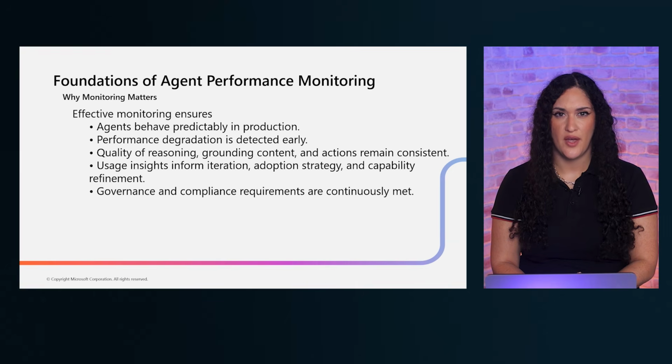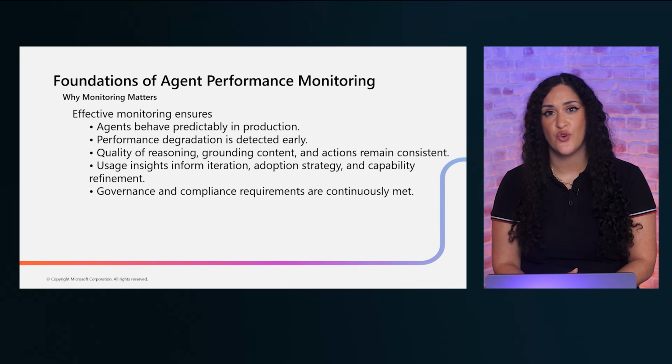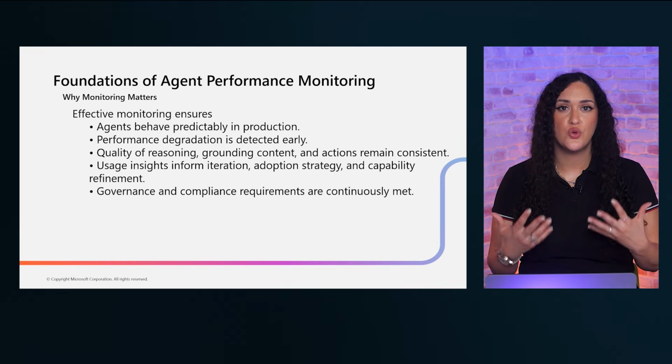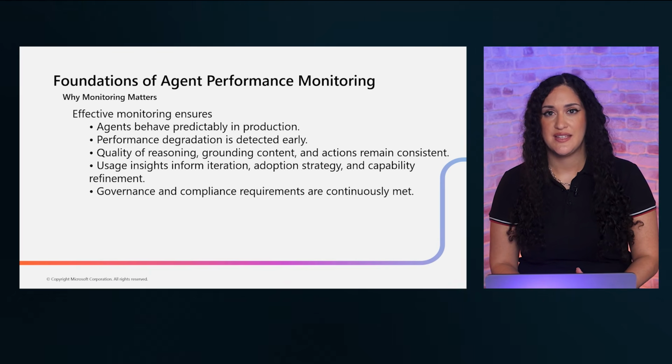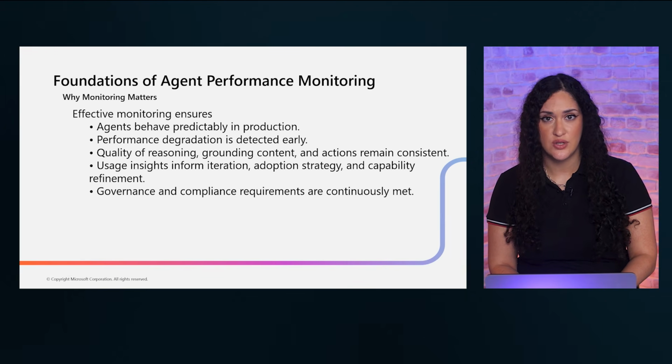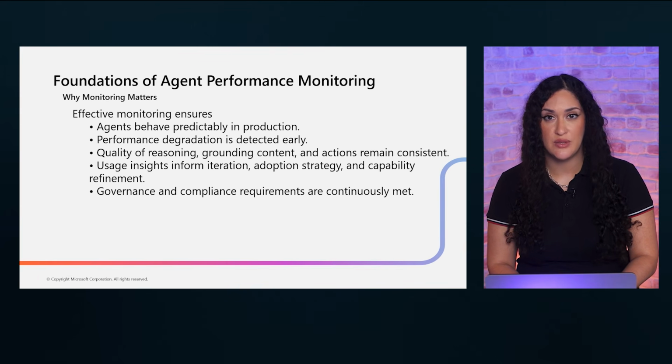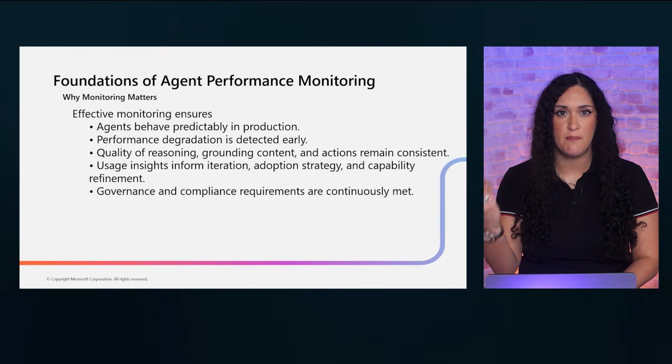Why does monitoring matter so much? Because without it, you are flying blind. Effective monitoring ensures agents behave predictably in production, which is the baseline expectation for any business-critical system. It ensures performance degradation is detected early, before users start experiencing problems. It maintains the quality of reasoning, grounding content, and actions consistently over time, not just at launch. Usage insights from monitoring inform your iteration cycle, adoption strategy, and capability refinement. And monitoring ensures governance and compliance requirements are continuously met, not just at deployment. Your best practice is to design monitoring into the agent architecture from the beginning.